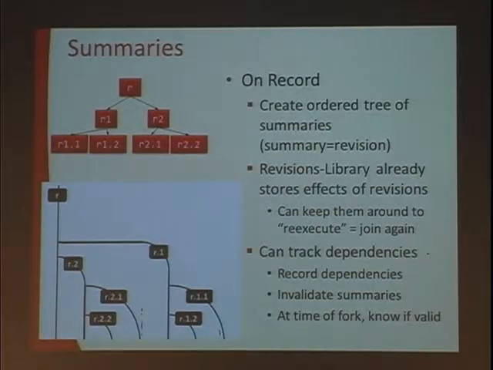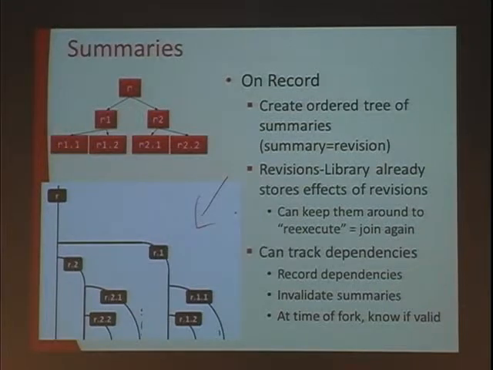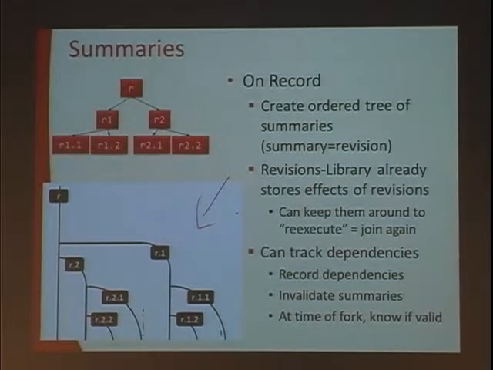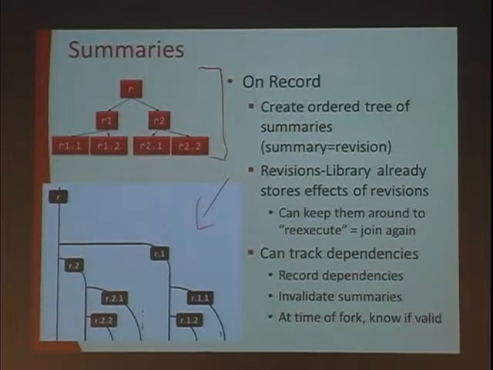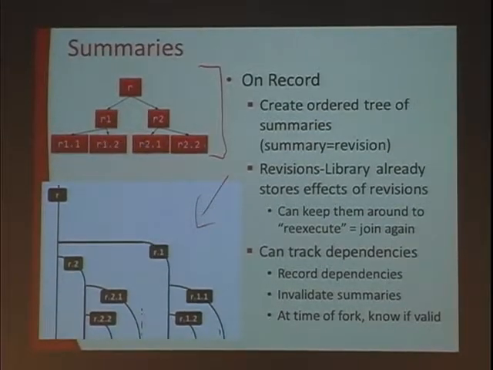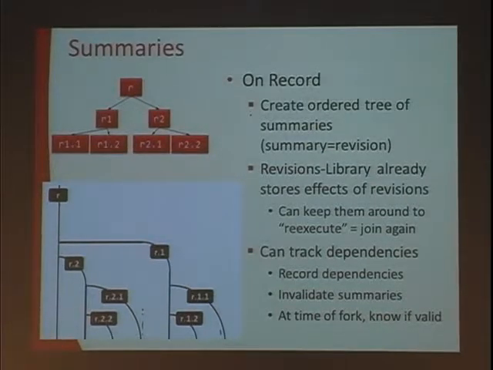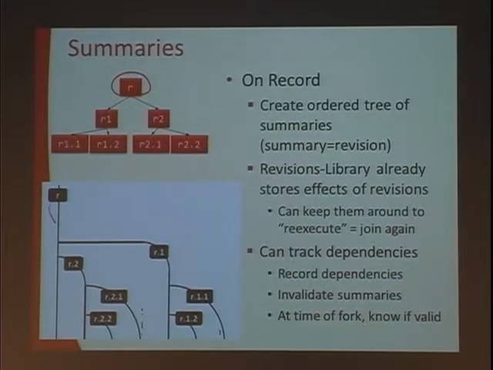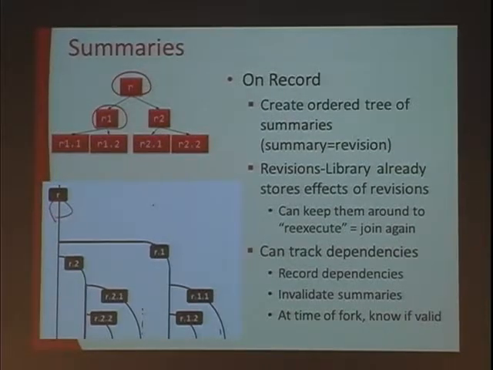So the way to think about this is we have this revisions graph that I showed you before. And our summary is basically an isomorphic tree that's recording these summaries. So we're creating an ordered tree of summaries where each summary corresponds to one of the revisions.